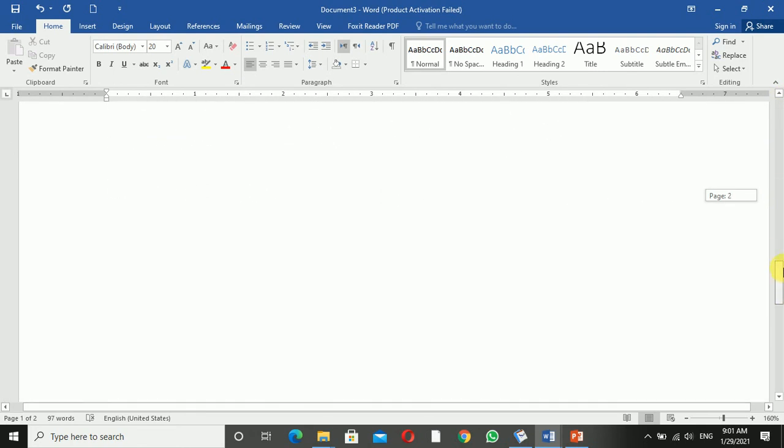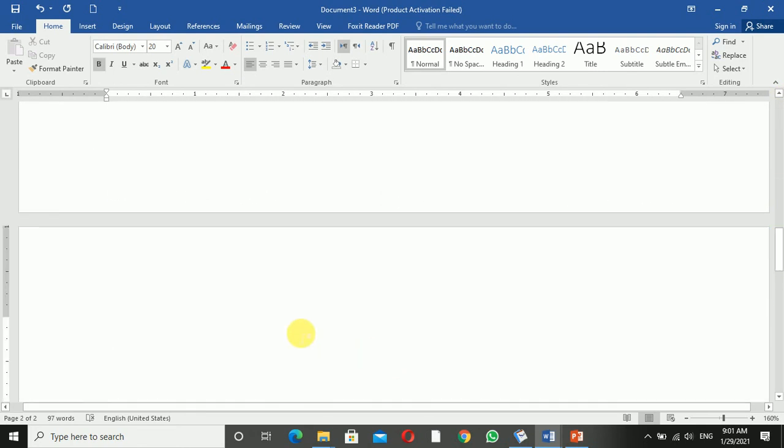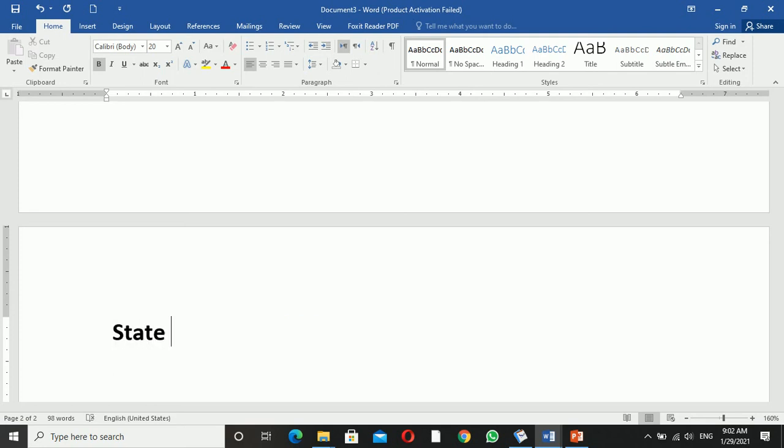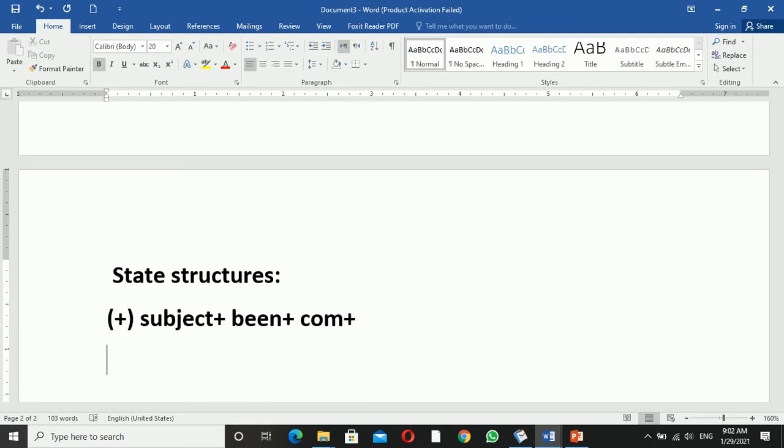The other type of structure in present perfect tense is less common, but people still use it. It's called the state structure, which shows existence and state. So we only have a positive one here: subject, have been, and a complement. This is also a structure of present perfect tense.